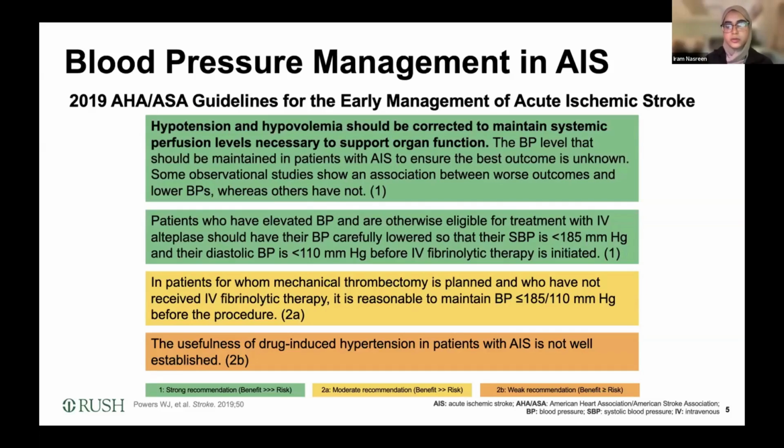In patients for whom mechanical thrombectomy is planned and who have not received IV fibrinolytic therapy, it is reasonable to maintain your blood pressure at less than or equal to 185/110 before the procedure. This is to prevent reperfusion injury, if an area that did not have enough blood flow now has a lot of blood flow. The usefulness of drug-induced hypertension in patients with acute ischemic stroke is not well established. There are some studies and data on use of vasopressors in this patient population, but nothing to suggest a strong benefit.